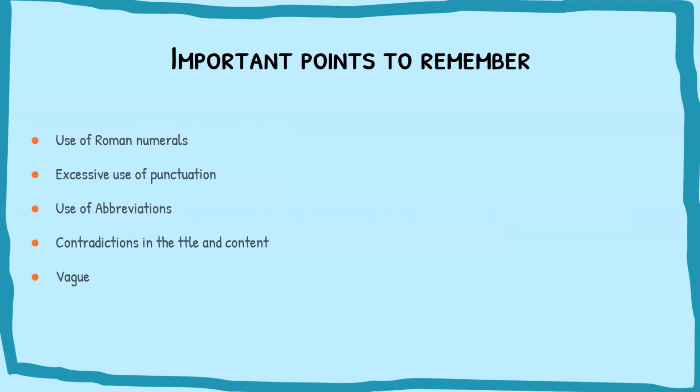And fifth, we should not be vague. Our title should not be vague. It should be very clear. It should be easy for the readers to understand what could be the content of the paper. At least they can predict the content of the paper, or they can have an interest in finding out more information about the content of the paper. So in this way, we have to frame the title.